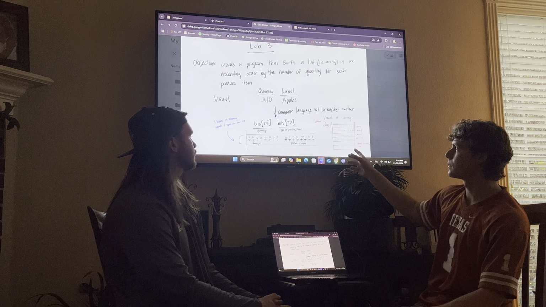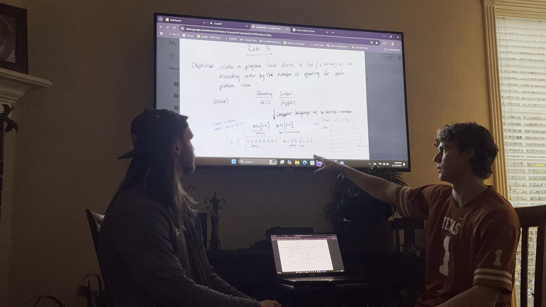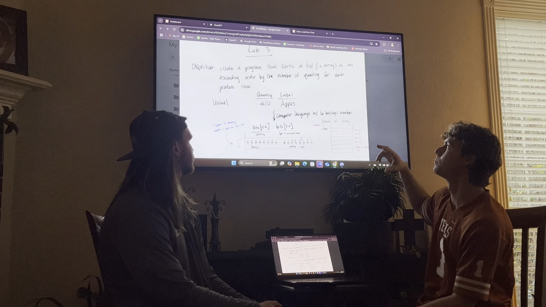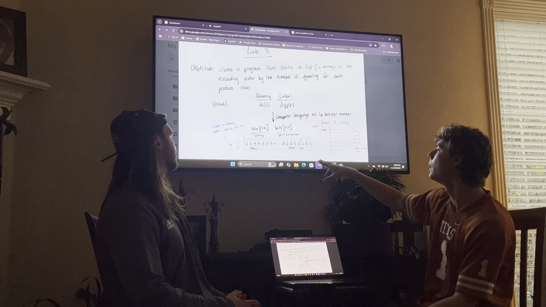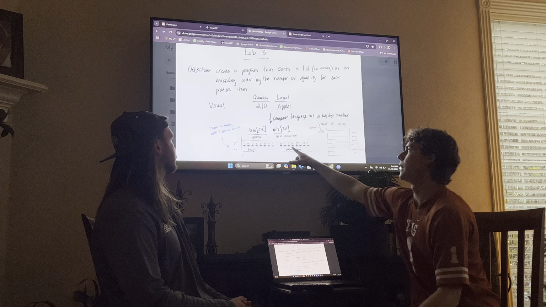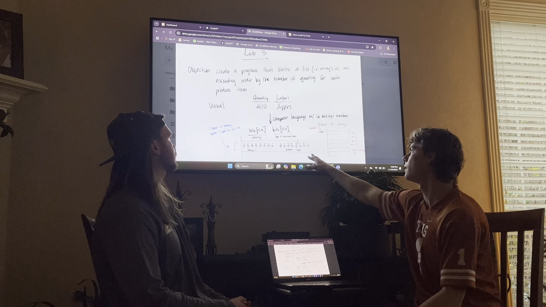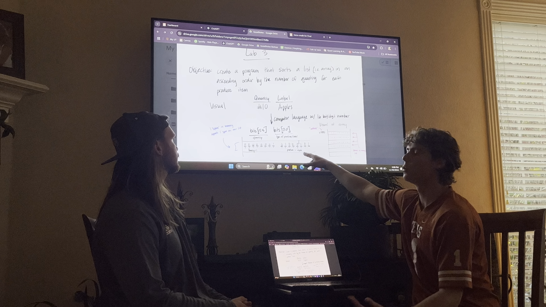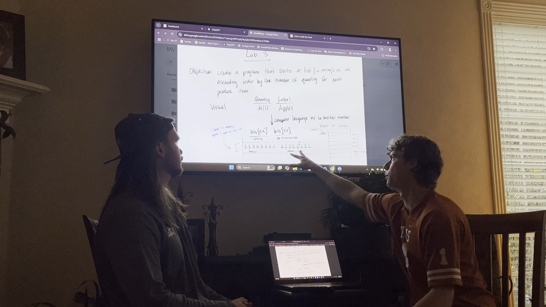What's important about this lab, what we really care about, is the quantity. That's how we're going to be sorting things in ascending order. Our quantity is going to be represented by bits 8 through 15. That's what we care most about. Whatever produce it is will be represented by the number over here.